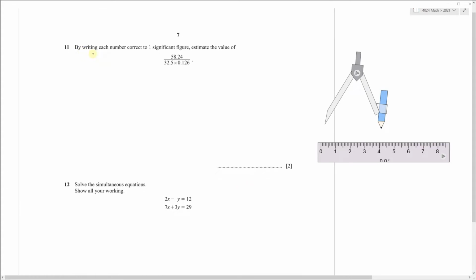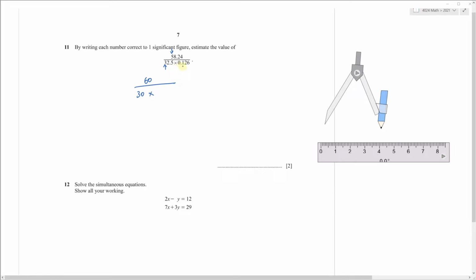Question number 11 is, by writing each number correct to one significant figure, estimate the value of this. So your first non-zero value here is 5. So this is your first significant figure. Next value is 8. So this will be rounded up to 6 and everything else will be 0. So 60. Here you have 3 as your first significant figure. Next value is 2. So this will be rounded down to 30.